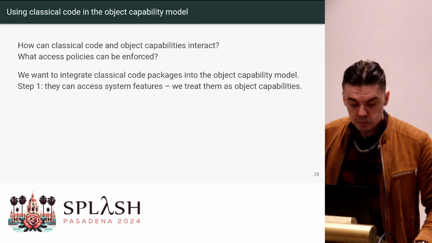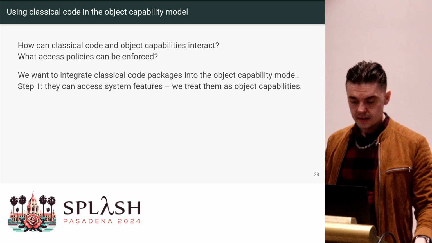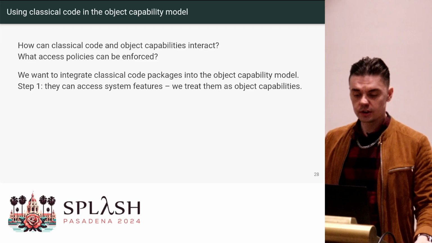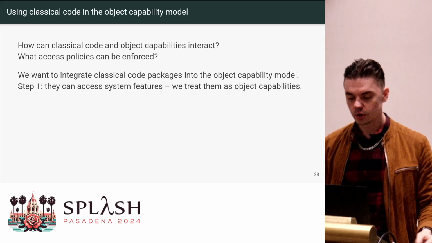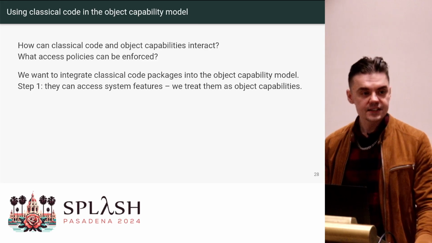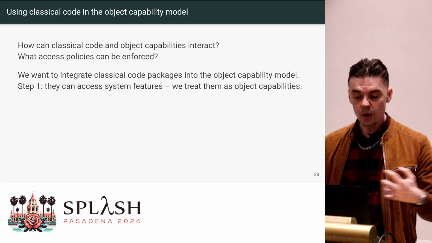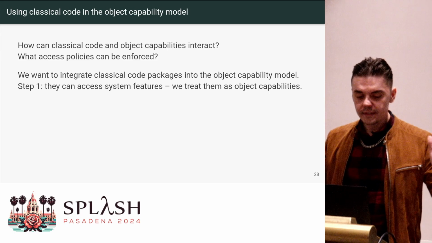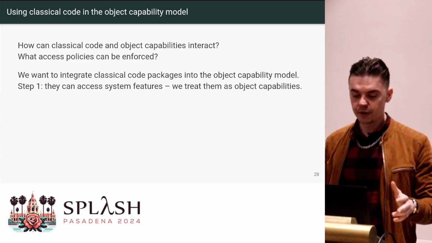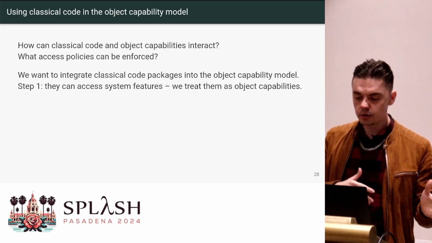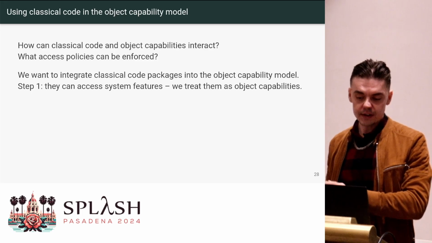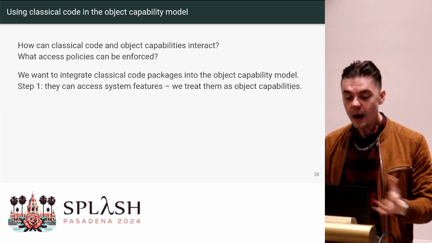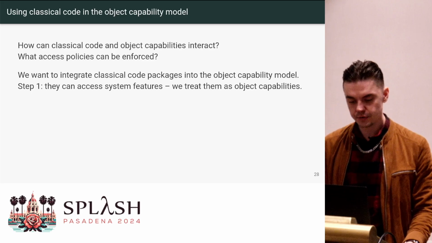Fundamentally, we answer two questions. One is, how can classical code interact with code written with the object capability model? And two, what sort of access policies can we enforce when this interaction is going on? What we want is a coherent integration between packages of classical code and the object capability model, right? Now, such code can access system features, so we must act like it was a capability. There is no other way.